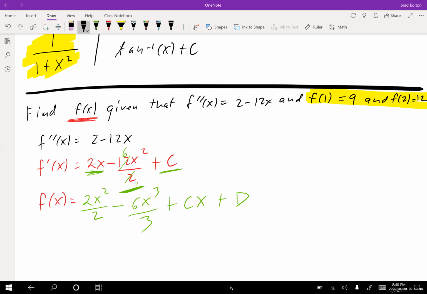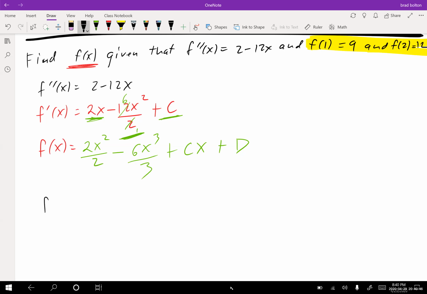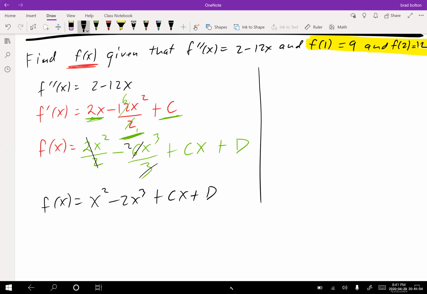So now let's look at what we have here. That means that f of x is equal, these cancel, to x squared, these cancel, minus 2x cubed plus cx plus d. Now here's the thing. They gave us an initial condition. So technically we have not truly found f of x. We just found a family of f of x's, some version of them, right? But we want to know a specific one that has to do with what's up here, these initial conditions.